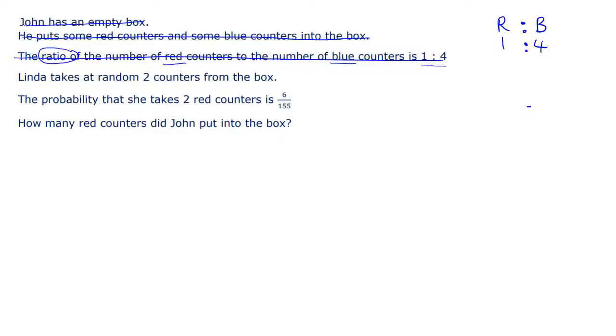And Linda's going to take 2 counters from the box. Don't know why it's always a random name. So 2 counters from the box, and the probability that she takes 2 red counters is 6 over 155. So we've got the probability of taking a red and then another red is 6 over 155.